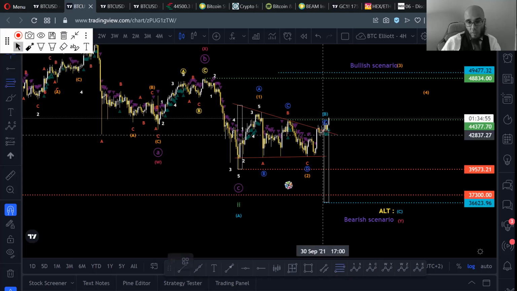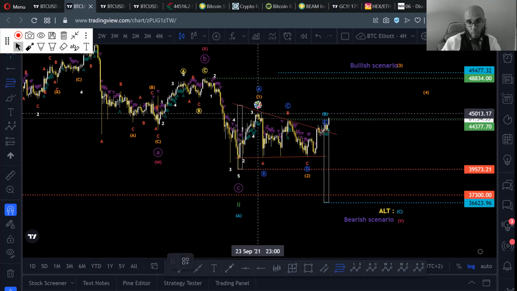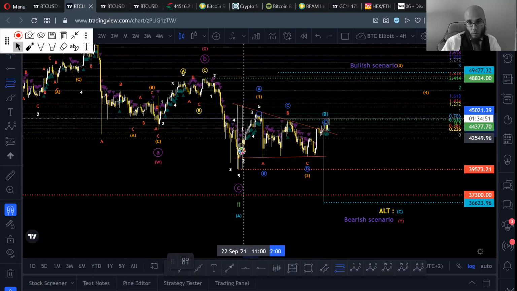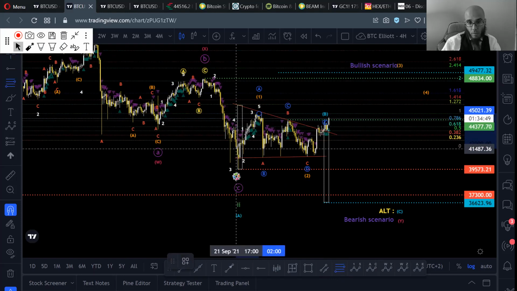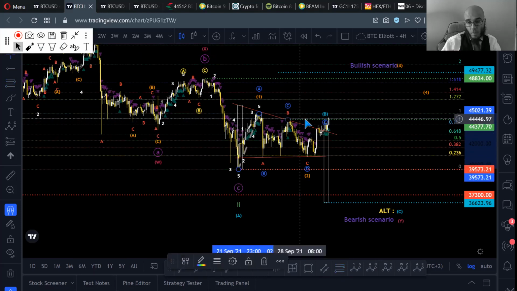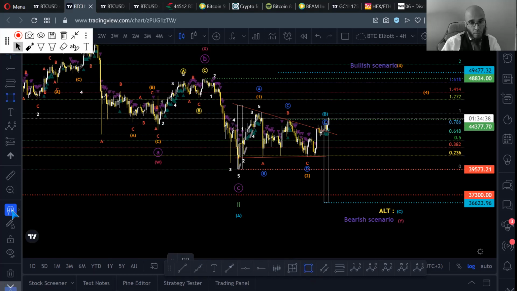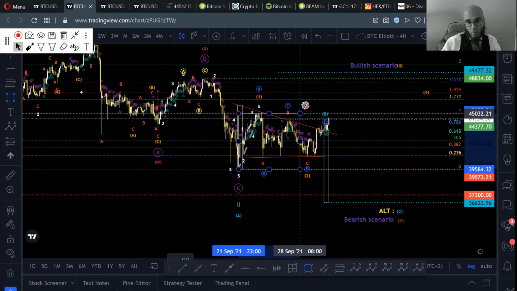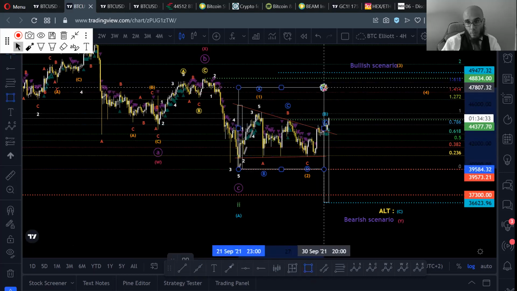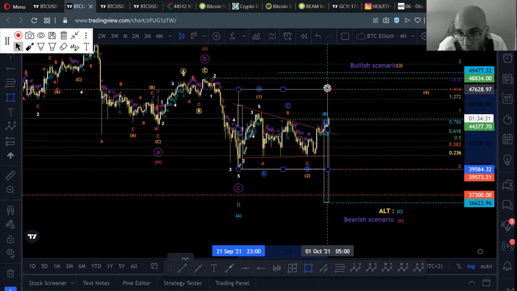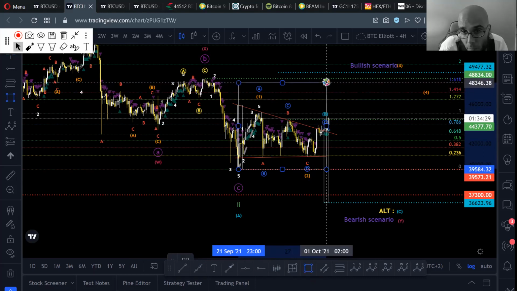So if I take a Fib retracement and take wave 1, then I get to that level. Now let's take a triangle. Hope I won't be too long. So this is the level I get to.